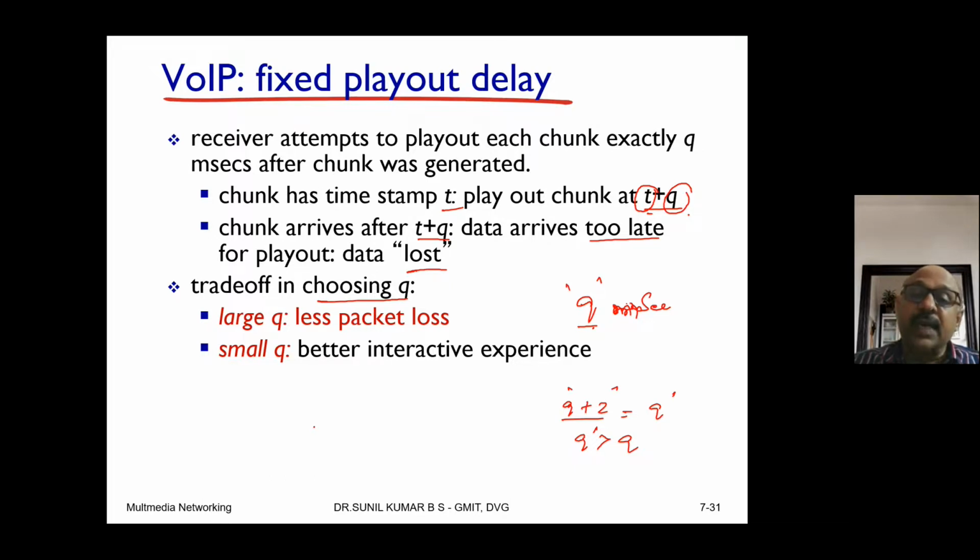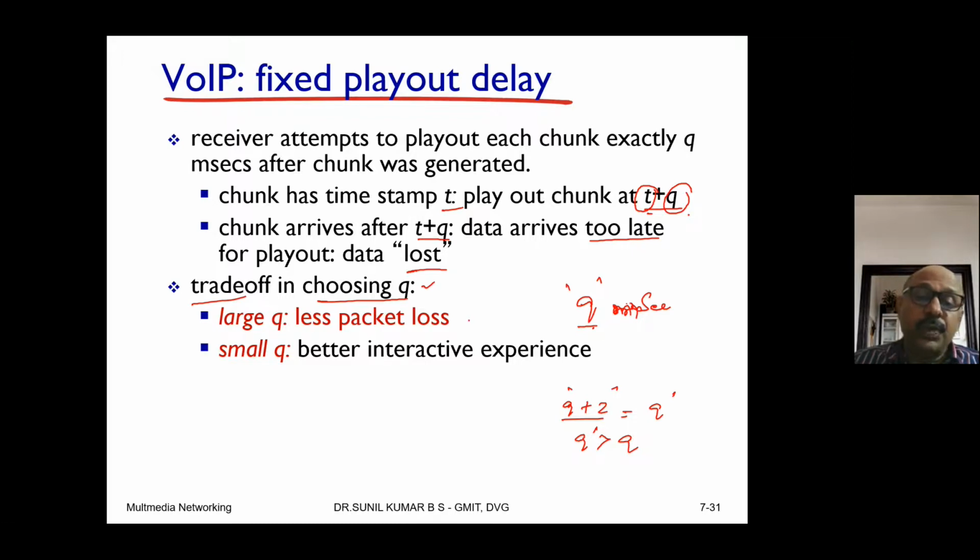When I speak, I am expecting an immediate response from the other side. If there is much delay, I may try to speak the next words thinking that the other person has not spoken to me. So the moment I start the next word, his word has come, and hence there will be a collision of such discussions. So that is why a smaller delay is always expected, and a trade-off is required in choosing the q.